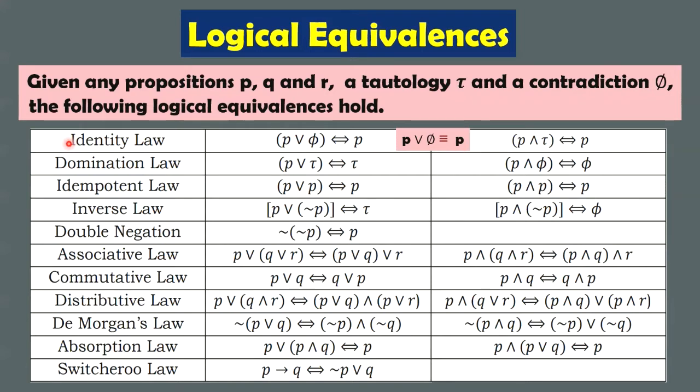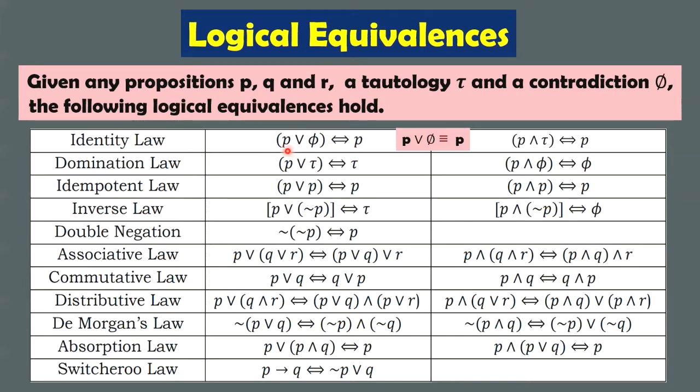So, ano ba yung identity law? So again, itong column na to, ang makikita nyo dito, ang operator ay or. Dito naman sa column na to, and naman. So ito yung conjunction, nandito ang disjunction mostly. So let's start with identity law. Okay, so means that P or this null set here, it is equivalent to P.